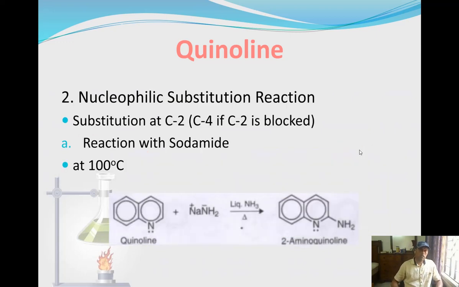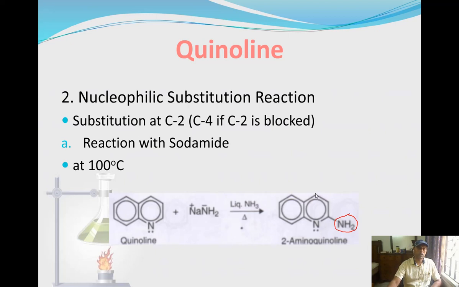Alright, let's go to the next reaction. It is the nucleophilic substitution reaction. Substitution takes place at position number 2. This time it takes place on the pyridine ring, right? It takes place at C2. If the C2 position is blocked for any reason, if some other group is here, then it's going to take place at C4. 1, 2, 3, 4.